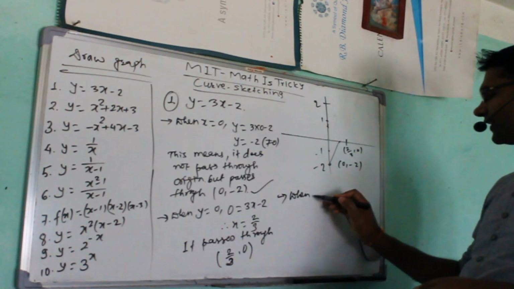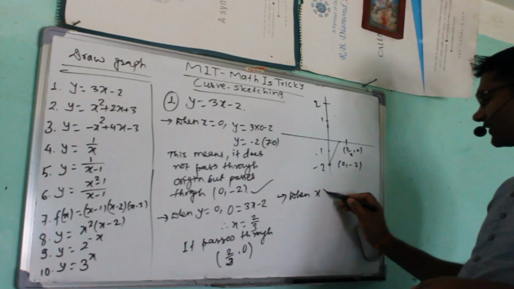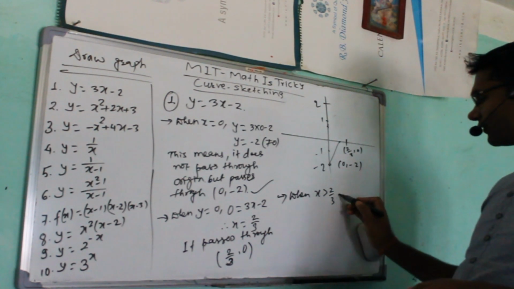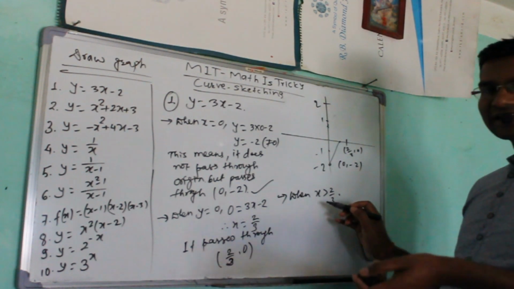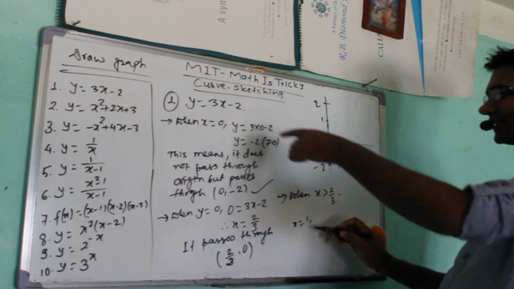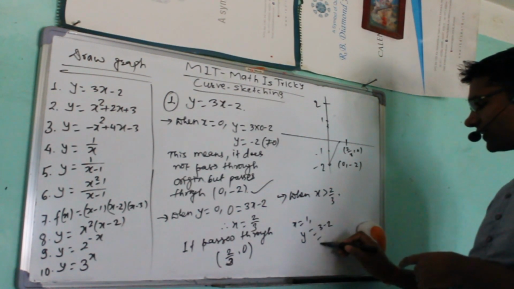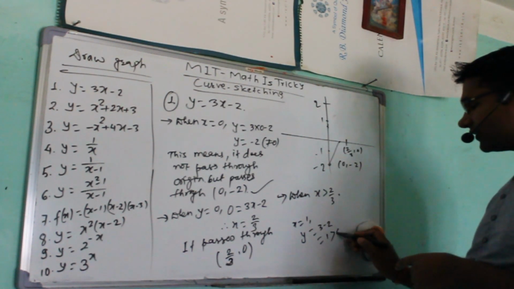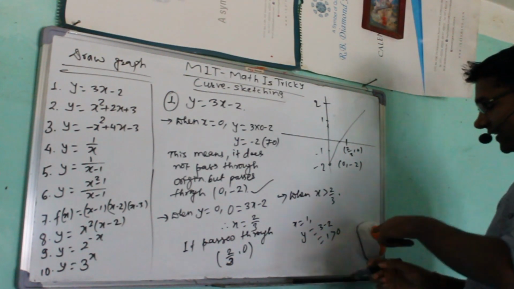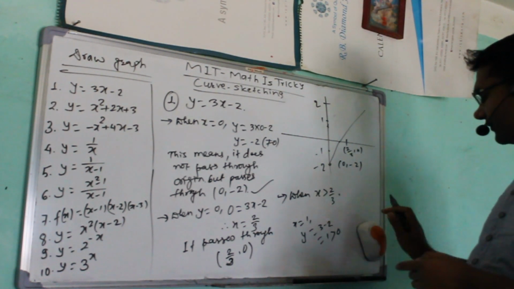When x is just greater than 2/3, that means when x is more than 2/3, let's say x equals 1. If you put 1 here, what will we get? y equals 3 minus 2, which is 1, greater than 0. It means here it will go up. More than 1 means it is increasing, so it will move up. Now y is positive.